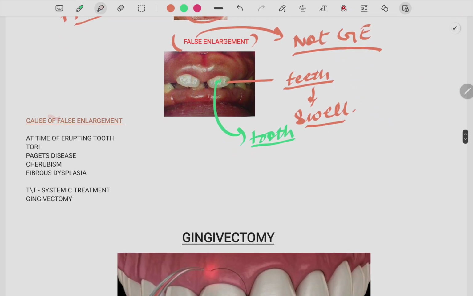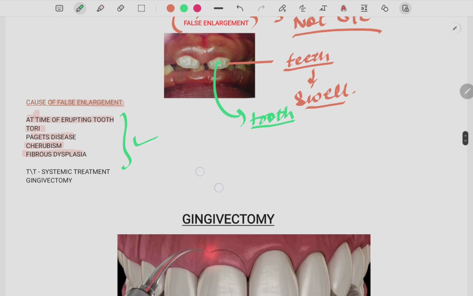So at the time of an erupting tooth, you can see this, and also tori, Paget's disease, cherubism, fibrous dysplasia. In all these conditions, when the enlargement happens, it is a false enlargement because the reason here is something else. Now here also we can go for systemic treatment and gingivectomy. Like in Paget's disease, you know, there is this calcium imbalance which is happening, right? So you can give calcium supplements here to the patient.